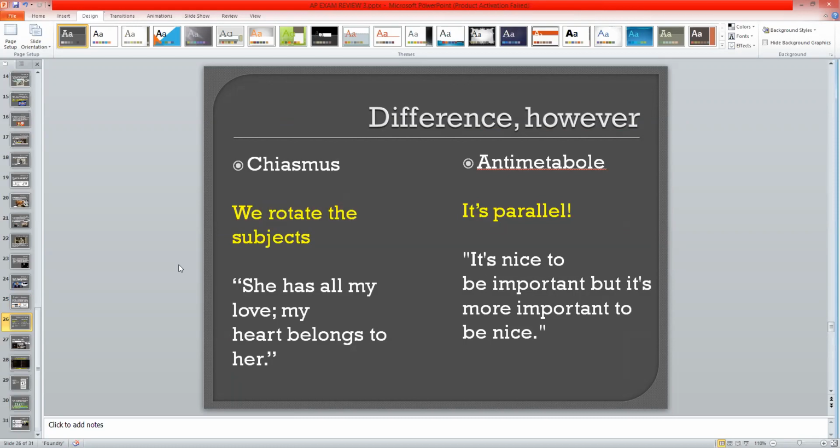But chiasmus is a little bit different. If you look at this one here, she has all my love, my heart belongs to her. And so it switches from subject to subject. She, which is the other person, has all my love. This is the other person, right? So this is A, this is B. My heart, this is also B, because we're talking about the guy now, right? So it's my love, my heart belongs to her, which ends with A again. And so we're basically flipping the structure around to make a parallel structure in that way, to add sophistication and a little bit of poetry into our writing here. It comes up less than antimetabole, but it's still another choice that authors will make to emphasize their point altogether.